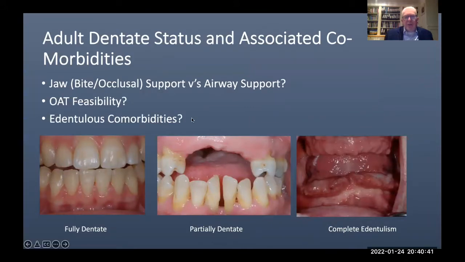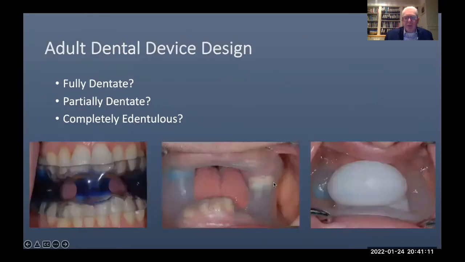So obviously, we're not presented with optimal patients all the time. So really, we have to look at the amount of occlusal support we have, which is significant to some degree in terms of airway support as well, because collapsing airway is sometimes associated with collapsing vertical dimension. We have to look at the feasibility of making a device for someone and looking at the various edentulous or partially edentulous comorbidities. So this requires a little bit of inventiveness occasionally.